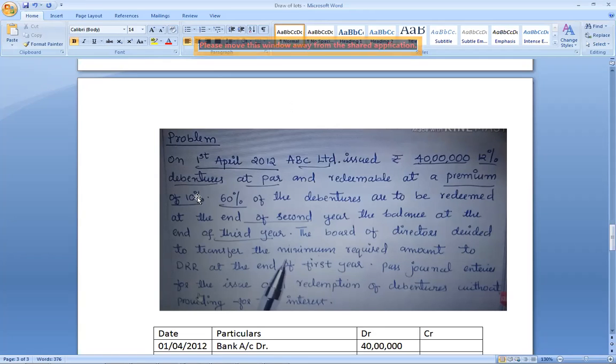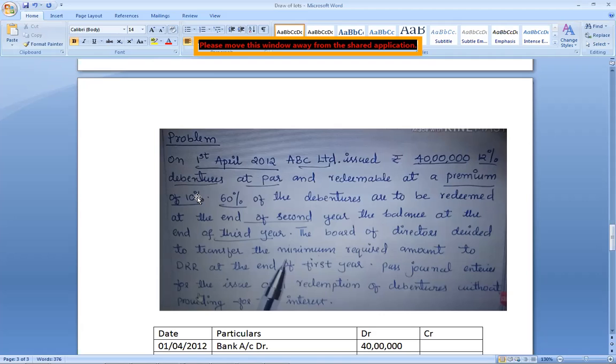That means you are issuing at 100 rupees, but you will pay 110 at maturity. If the face value of the debenture is 100, you will pay 110 at maturity. So paying 10 rupees extra is a loss of the company. So at the time of issue, you have to pass two entries of issue.